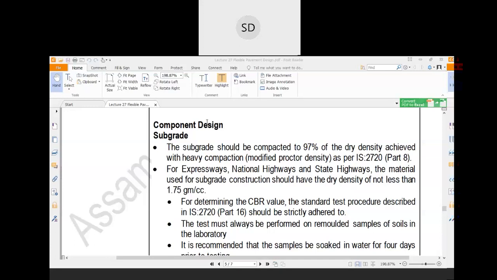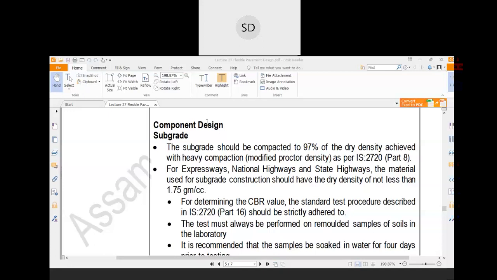So for expressway, national highway, state highway, the material used for subgrade construction should have a dry density of not less than 1.75 gram per cc. So that is your minimum value for your construction.